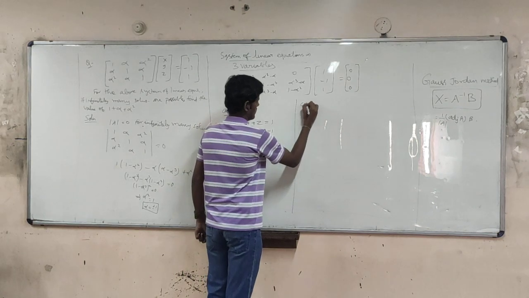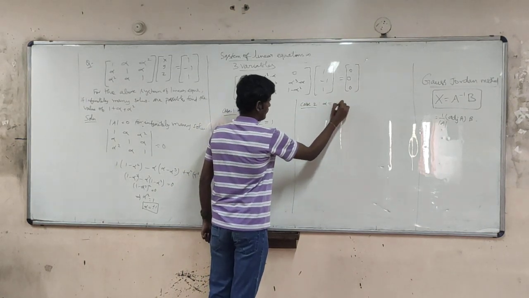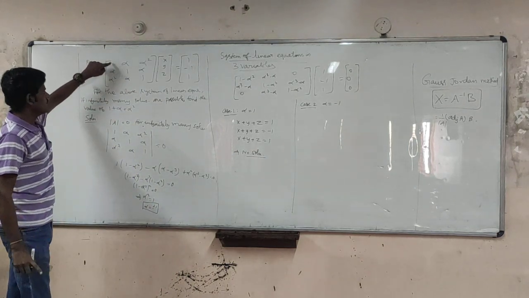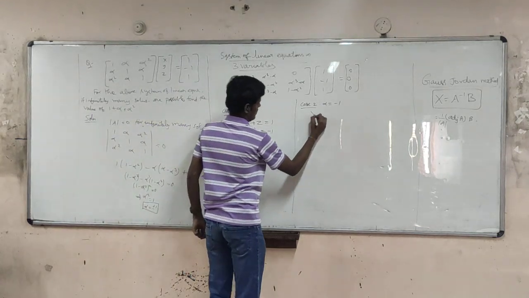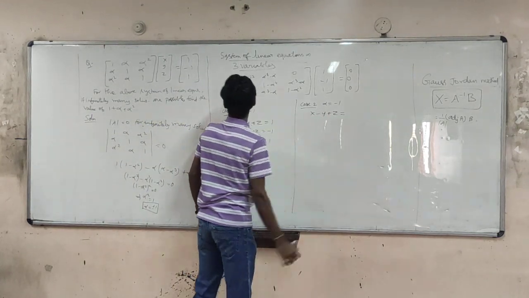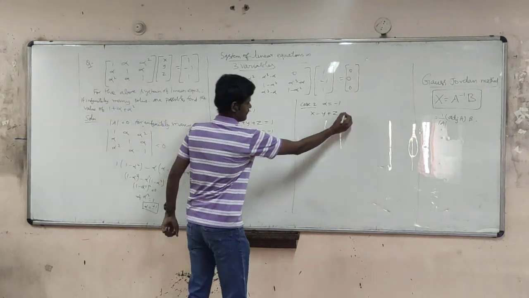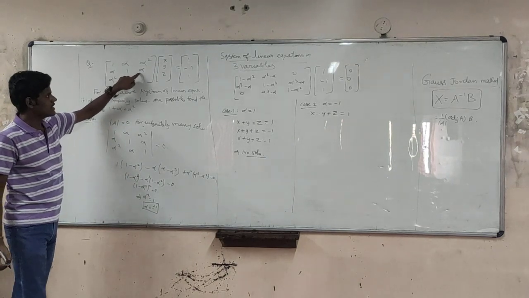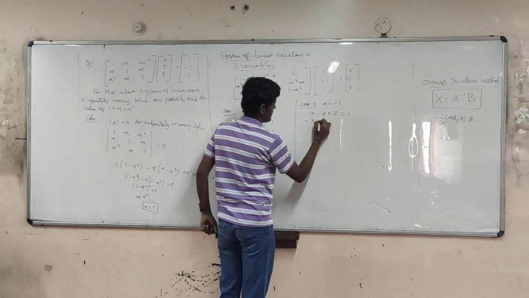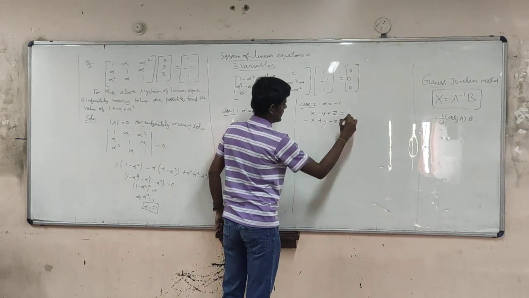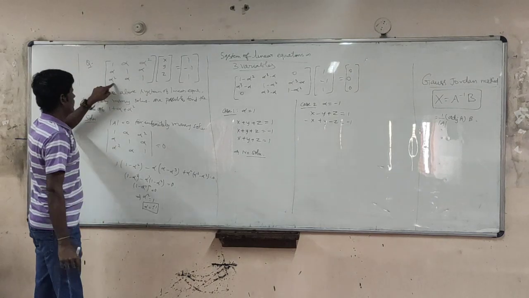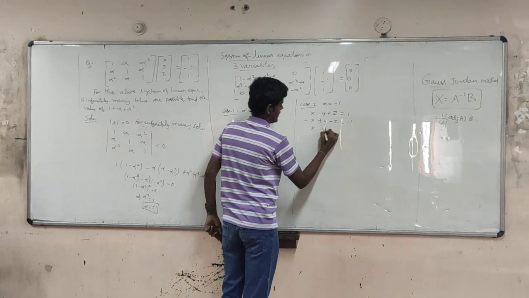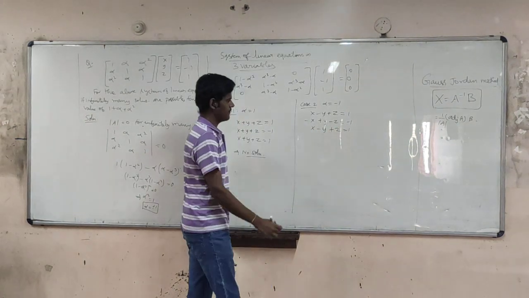So next is case 2, alpha equal to minus 1. So when you substitute minus 1, what are the values? x minus y plus z equal to 1. Here minus x plus y minus z equal to minus 1. And x minus y plus z equal to 1.